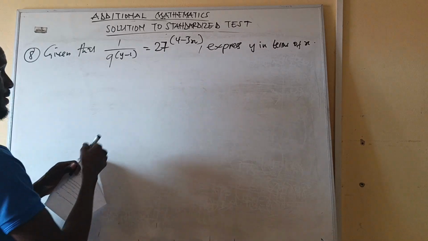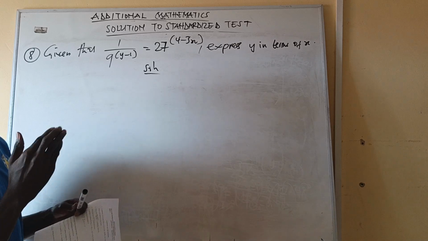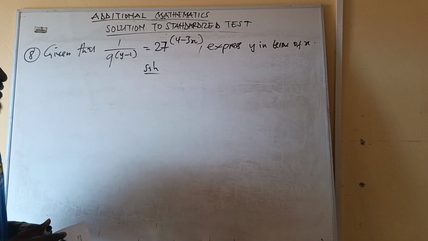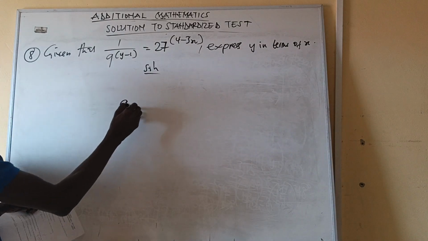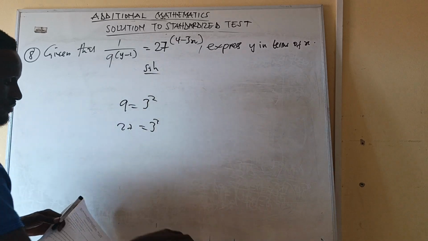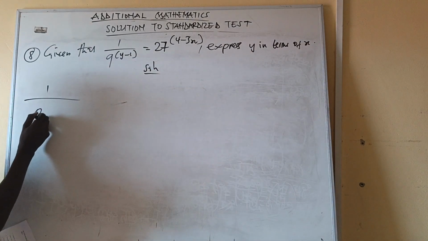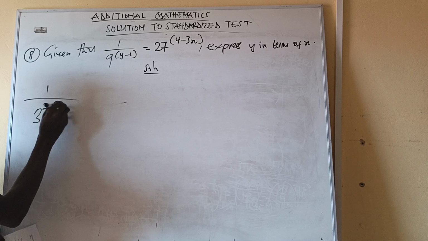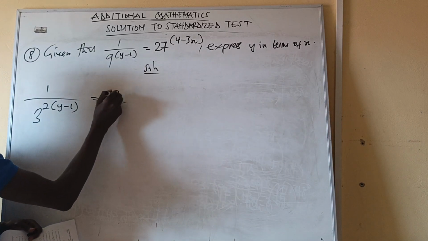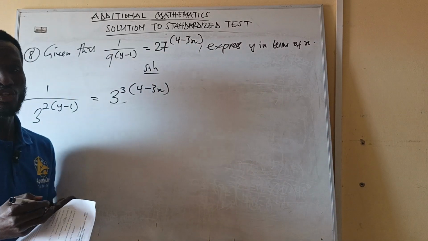We are solving this straight away. Because this one is 9 and this one is 27, I'm going to reduce all the bases to a base of 3. Don't forget that 9 is the same as 3 exponent 2, and 27 is the same as 3 exponent 3. So I get 1 over 3 exponent 2, raised to the exponent y minus 1, equal to 3 exponent 3, raised to the exponent 4 minus 3x.